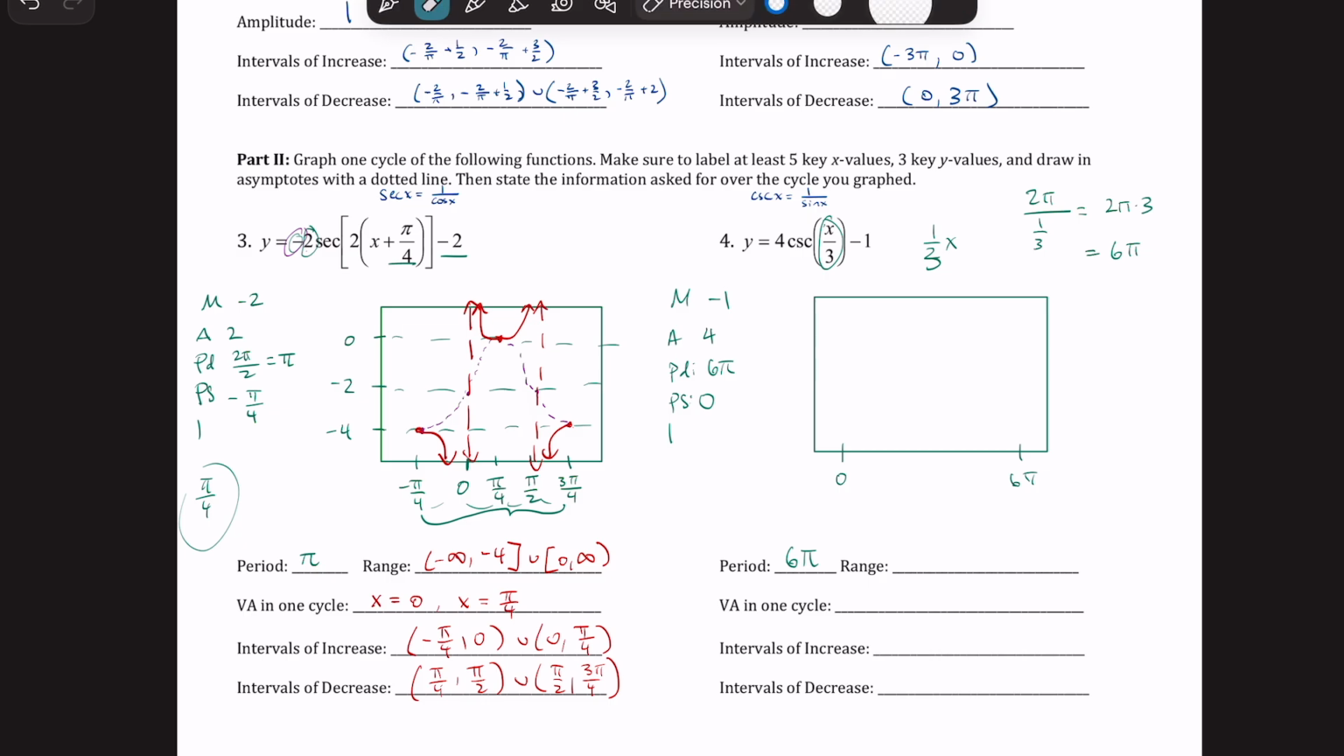And to figure out what I'm going to count by, 6 pi divided by 4. So I'm going to count by 3 pi over 2. So that would be 3 pi over 2. I don't really like how those aren't, it's going to bug me that those aren't like, oh, well, okay.